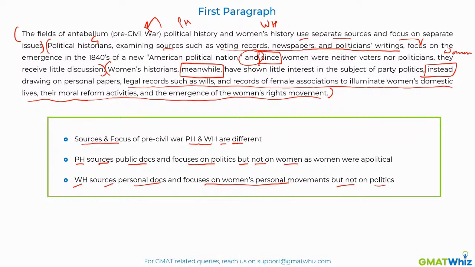Since women were not involved in political matters, they were mostly excluded from political history. Good. That's a good way to see. So the difference here is this person is not just stating that the two fields were different. This person is also telling us what the author is trying to do here: the author is trying to tell us that women were not involved in political matters, and that is why they were mostly excluded from political history. Okay. Then I've got another one. PH and WH have different sources, did not focus on each other. Okay, that's close. Then discuss sources and focus on antebellum political and women history.